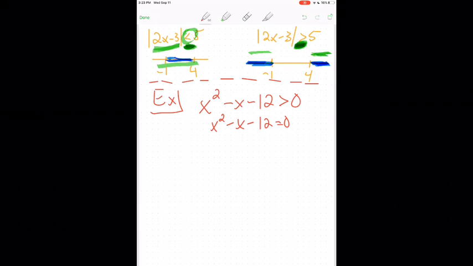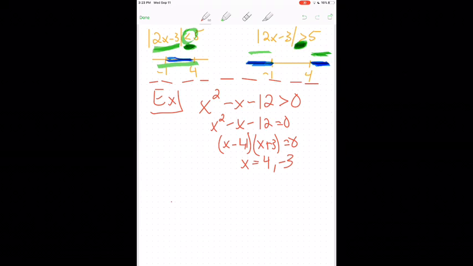We have a quadratic. We could do completing the square. We could do the quadratic formula. In this case, it's a pretty easy factor. What multiplies to -12 adds to -1? That's going to be -4 and 3. So x minus 4, x plus 3 equals 0. So x is equal to 4 and -3.